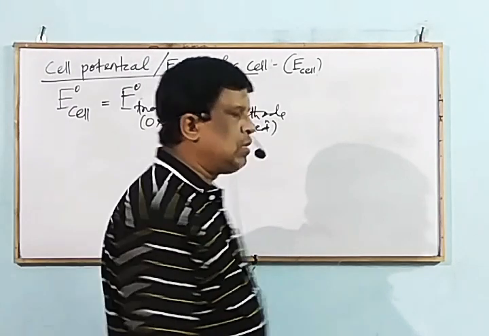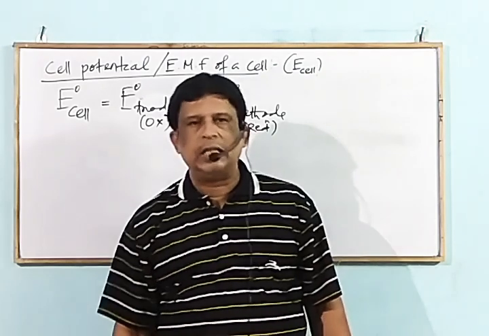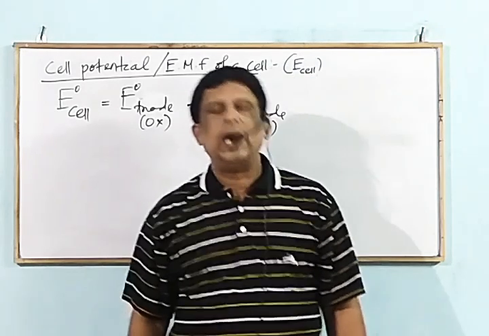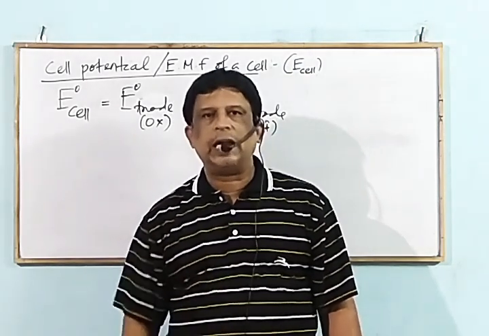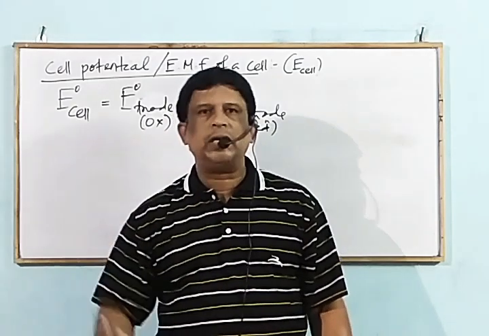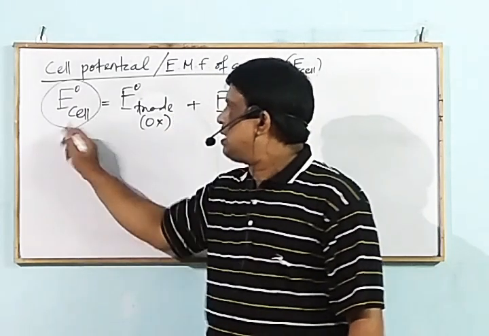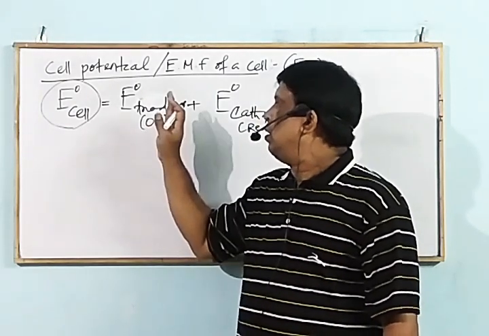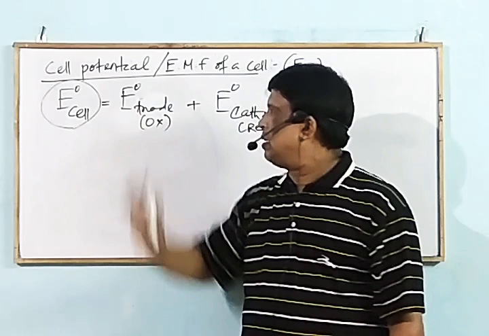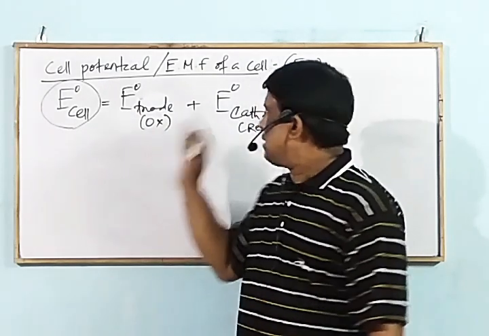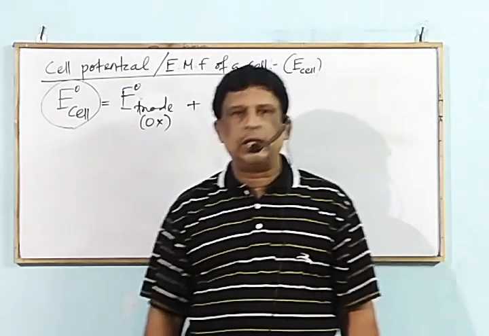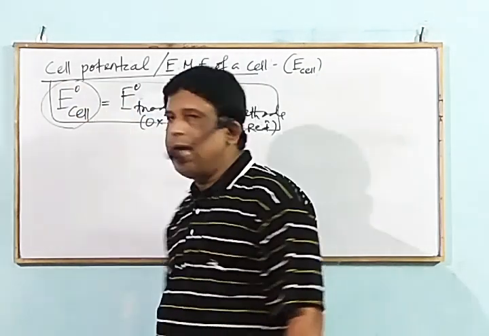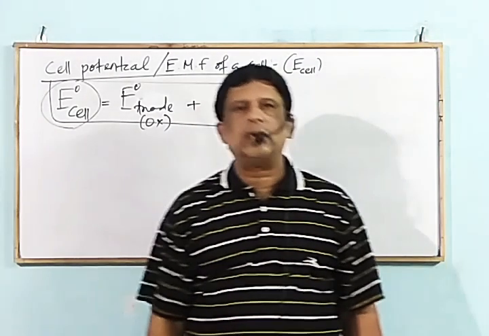Again I repeat, since the electrochemical cell is based upon the combination of an anode and a cathode, and we know at anode oxidation takes place, at cathode reduction takes place, the standard cell potential is equal to the sum total of standard oxidation potential of anode and the standard reduction potential of the cathode. It is one way to represent the EMF of a cell or standard EMF of a cell.